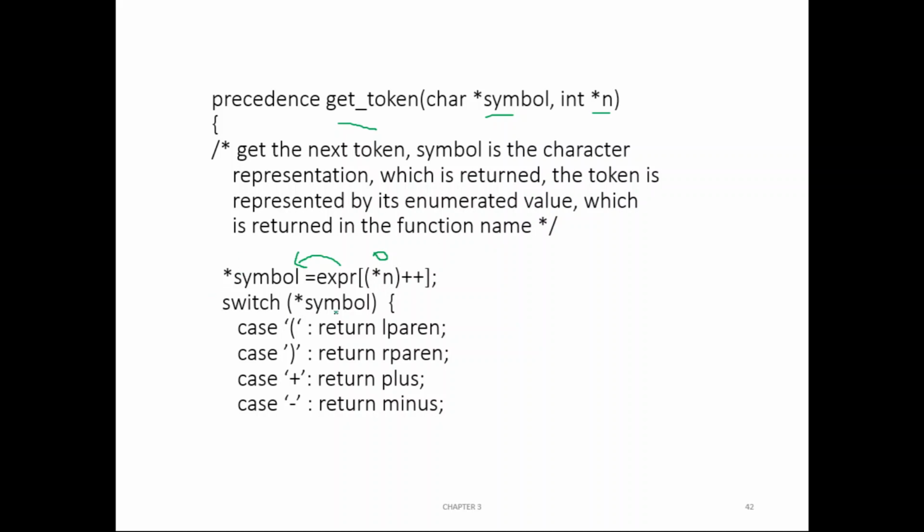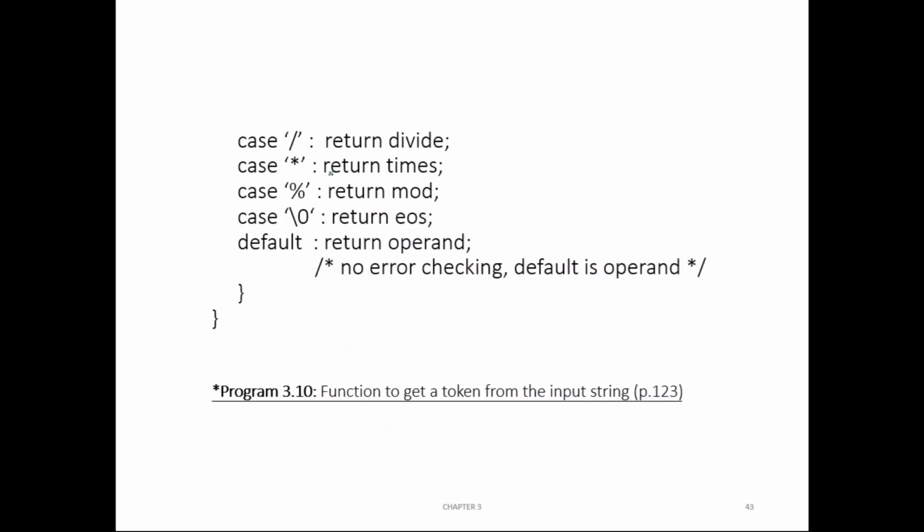Then we are checking switch star symbol. What is the value in star symbol? It is 6. Okay, so then we check whether it is an open bracket. No. If it is an open bracket it will return L parent, which means it is 0. If it's a closed bracket it will return R parent, which means 1. If it is a plus it will return plus, if it is a minus it will return minus. All these L parent, R parent, plus, minus, we defined in the enumerated data type. If it is slash it will return divide, if it is star it will return times, if it is mod it will return mod, if it is slash 0 it will return UOS. In default case it will return operand.